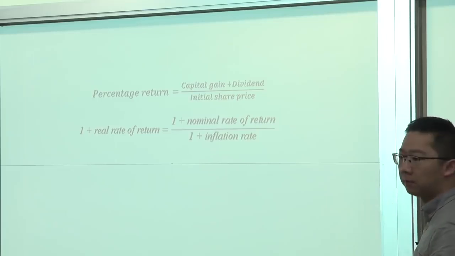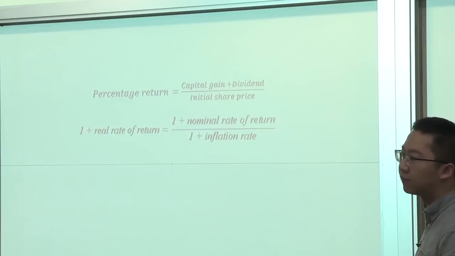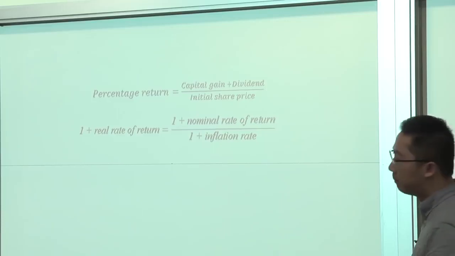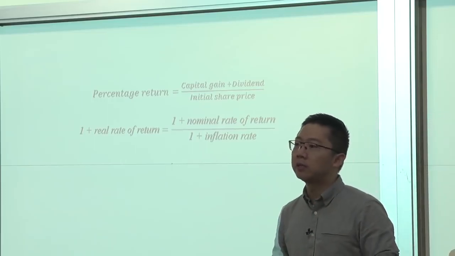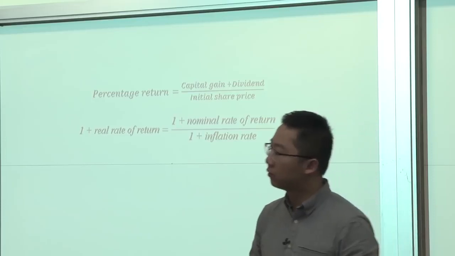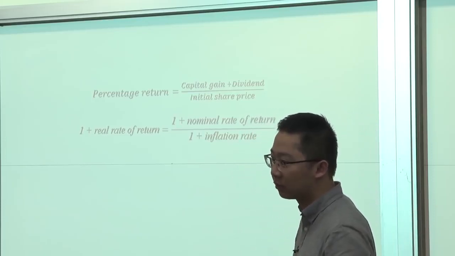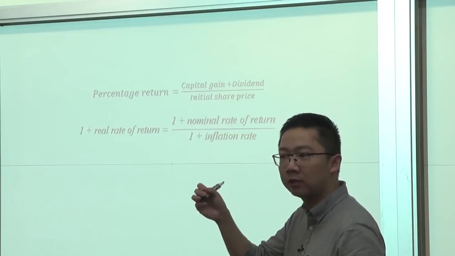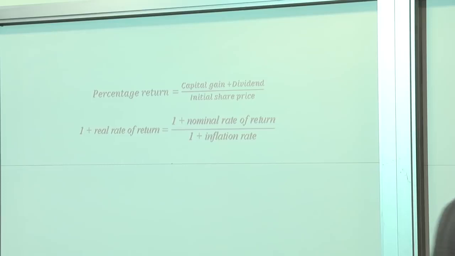This chapter started with these 2 formulas, and you should be able to use them to do any calculation. Say you have a stock, you bought it at $100. A year later, the price increased to 102, and during the time you got a $1 dividend. So your percentage return would be 2 plus 1 divided by 100, right? And for the real rate of return, I believe you know how to use it for calculations, right?